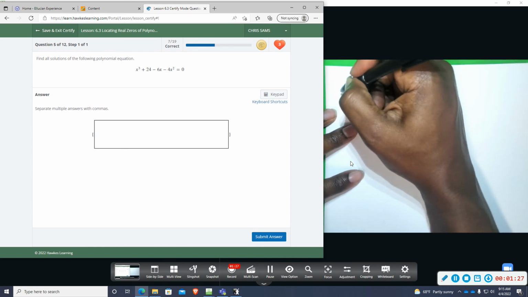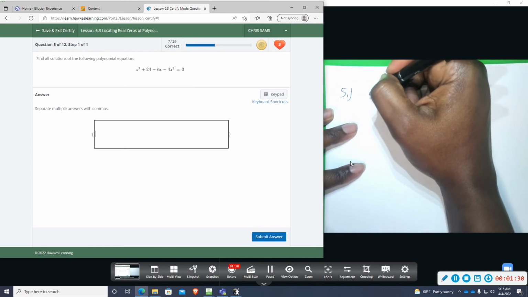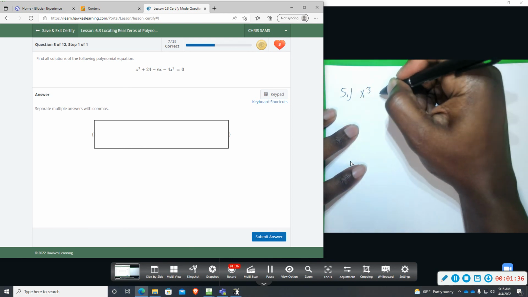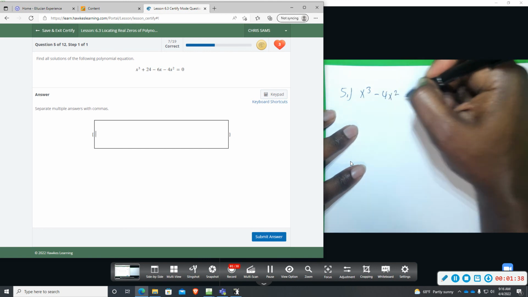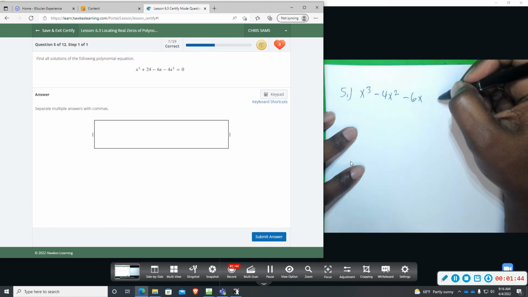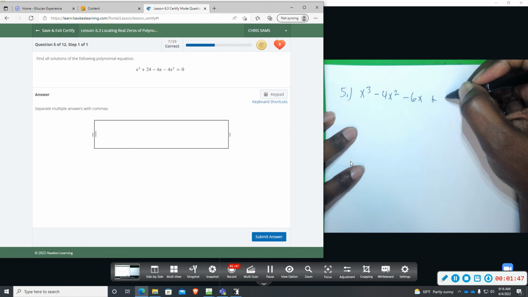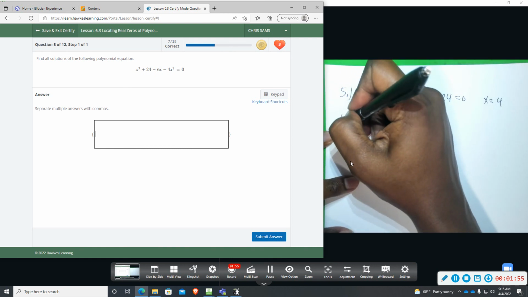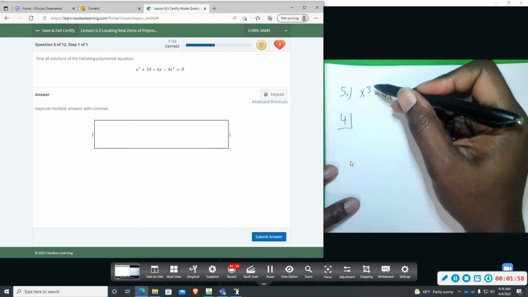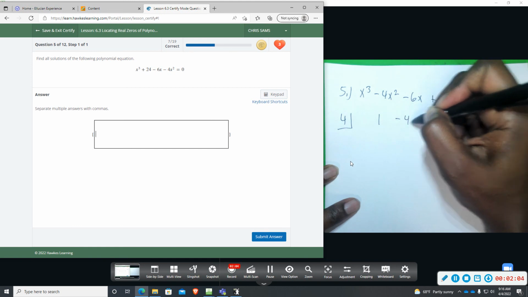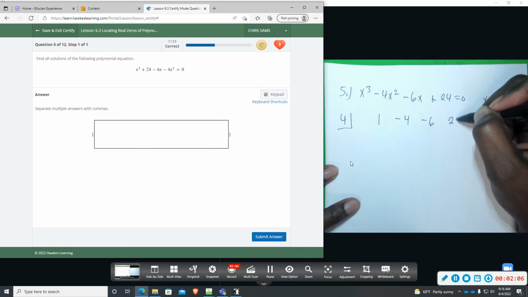So I will need to put it in order when I write it down, though. So I'm going to write x cubed, that's my biggest degree, and then minus 4x squared, and then minus 6x, and then plus 24. All right, so we think x could be 4 is a possible solution. So I'm going to put 4 as my box number. And then we have 3, 2, 1, 0, not missing any terms. So 1, negative 4, negative 6, and 24.